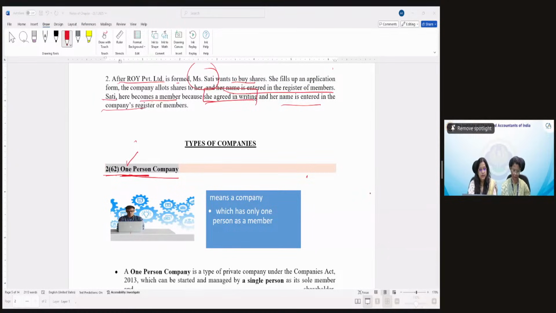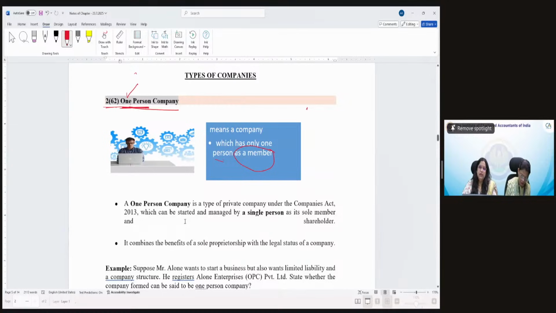So it is a one-person company. It means a company which has only one person as a member. The word here is means, so it is to be meaning this only. It does not say includes. It says means a company which has one person as a member. So repeat after me: one person as a member, because a company is made out of members.